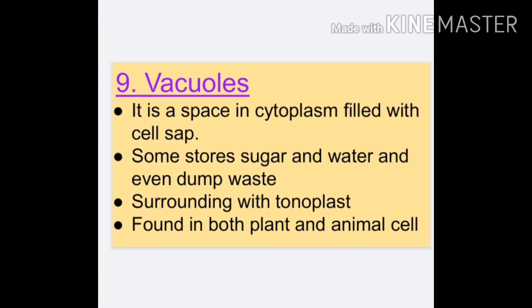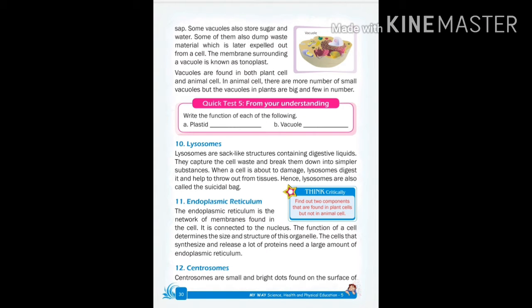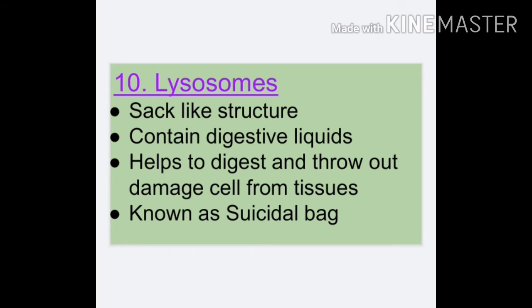Okay, now the next component of the cell is lysosomes. It is a sac-like structure containing digestive liquids. When a cell is about to be damaged, lysosomes help to digest it and throw it out from the tissues. It is also known as the suicidal bag.